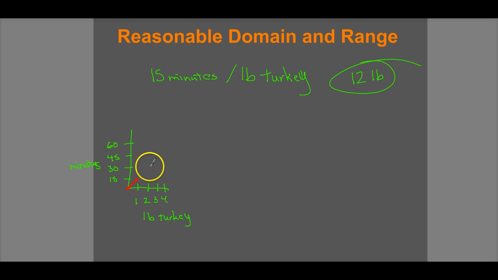Same with 2 and 30, 3 and 45, 4 and 60, that kind of thing. So it all sort of sets out the idea that it's increasing over time. Now, to do a reasonable domain versus range, I may also want to look at it from the perspective of a table. So turkey in pounds versus minutes.